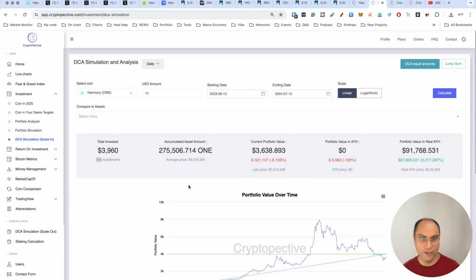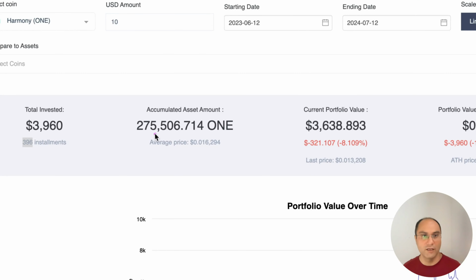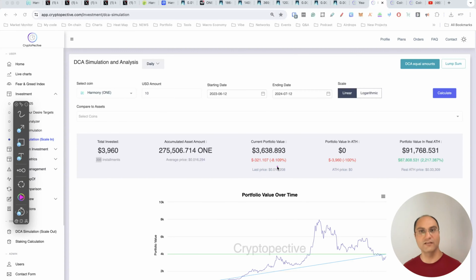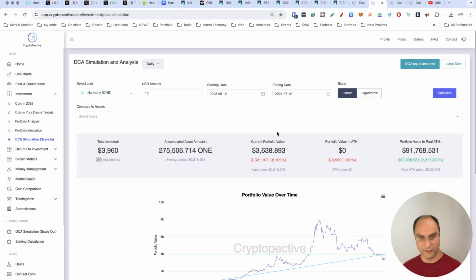And we could accumulate around 275,000 Harmony at the average price of 0.016, which means now we are only 8% underwater, which is really good. We can find two things. The DCA helps to accumulate good token in the market. The other thing is, if we are planning to buy, we still have a chance to accumulate this crypto.